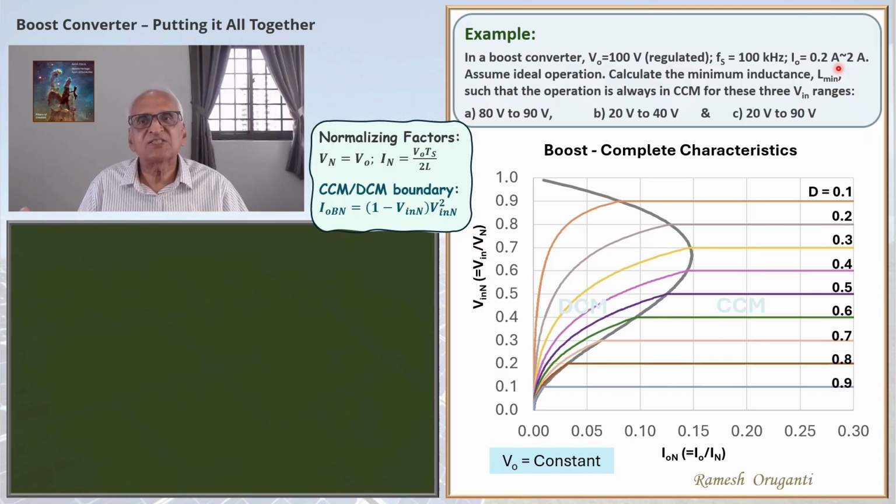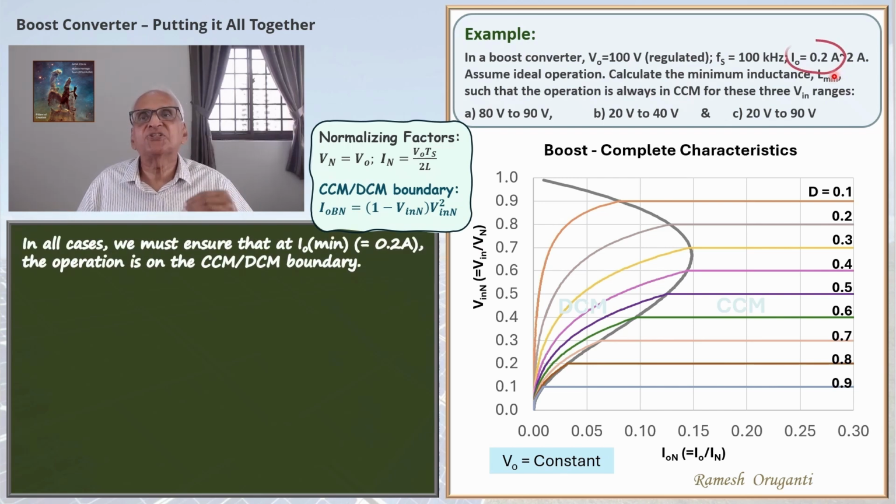So that is the first thing we notice. So in all cases, we must ensure that at I0 minimum, that is 0.2 amperes, the operation is in CCM, or at least on the boundary between CCM and DCM. So the question is, at which voltage? If you take the first problem, problem A, do we take 80 volts, do we take 90 volts, or do we take a value in between? That's what we have to see in each of these three cases.